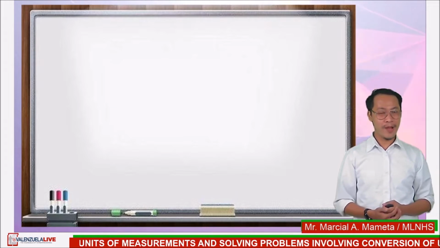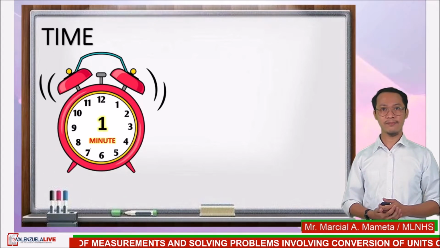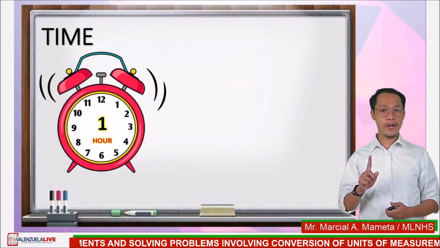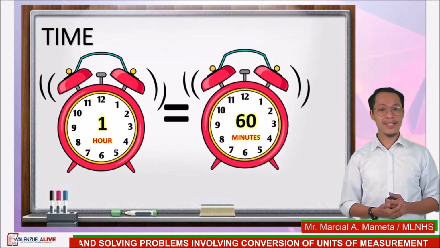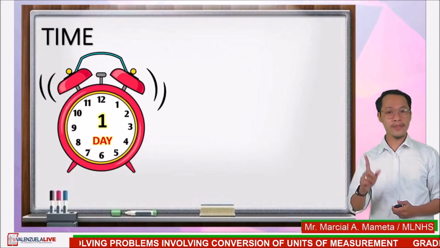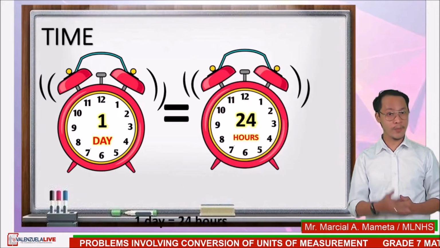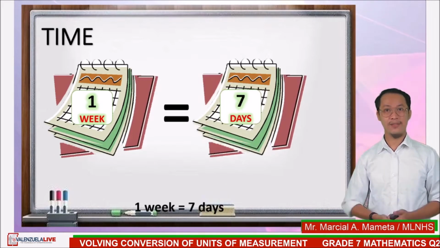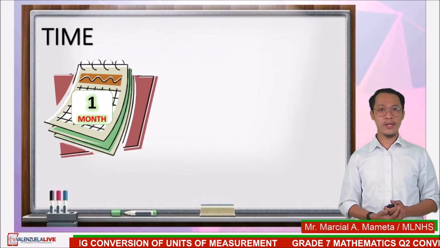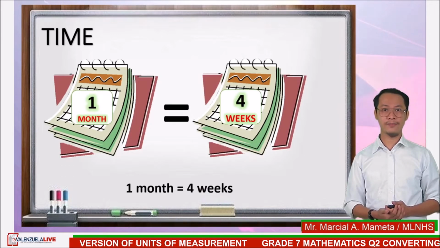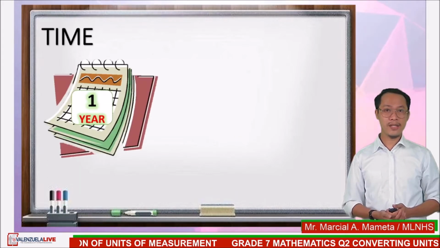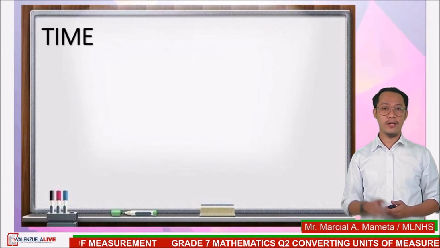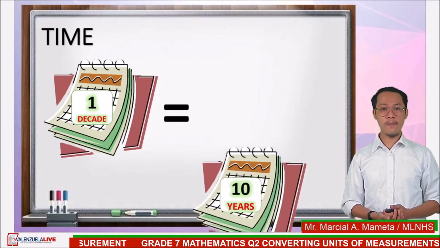However, for this time, we have 1 minute is equal to 60 seconds. 1 hour is equal to 60 minutes. 1 day is equal to 24 hours. 1 week is equal to 7 days. 1 month is equal to 4 weeks. 1 year is equal to 365 and 1/4 days. And 1 decade is equal to 10 years.